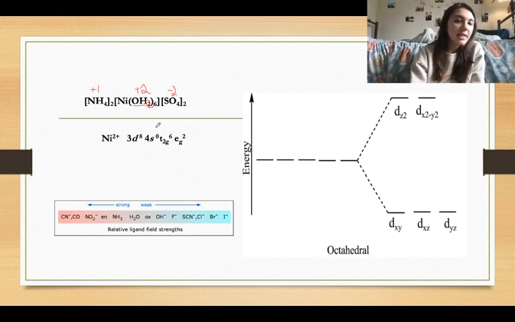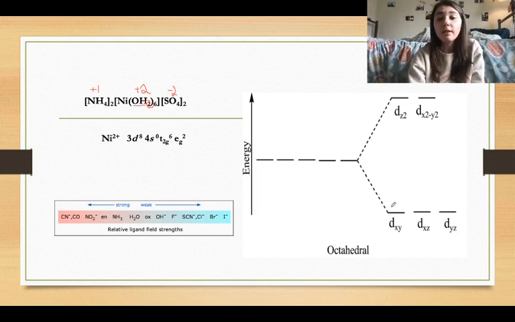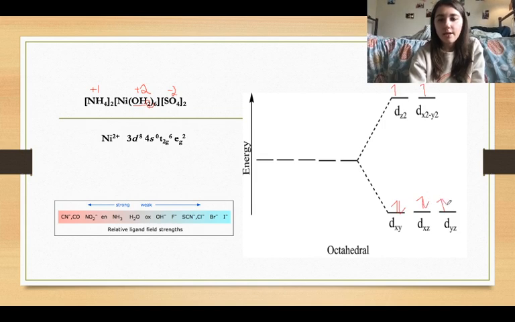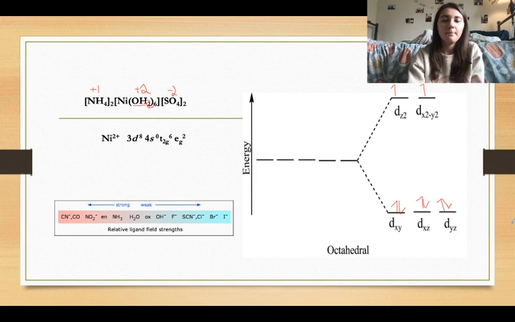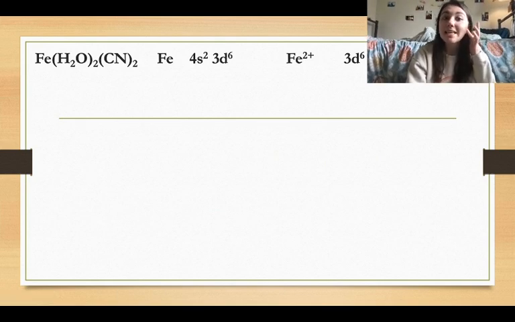And then I know that I take those 2 from the outermost shell, and then I'm left with 3d8. And then I go through and I'm like, okay, it's a weak field ligand, and so all I'm going to do is go 1, 2, 3, 4, 5, 6, 7, 8. Perfect. Okay, this one. I'm working with iron, and I have water and CN.